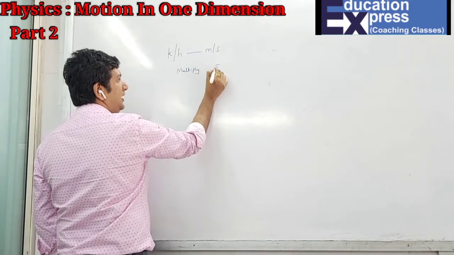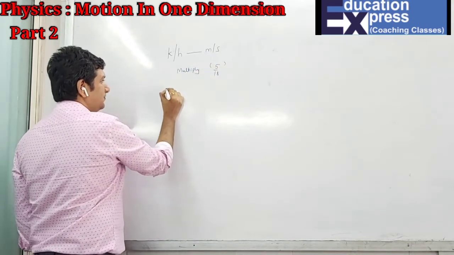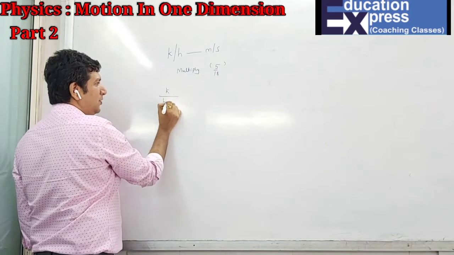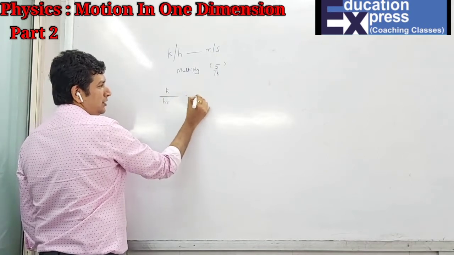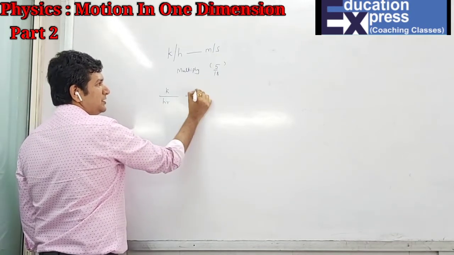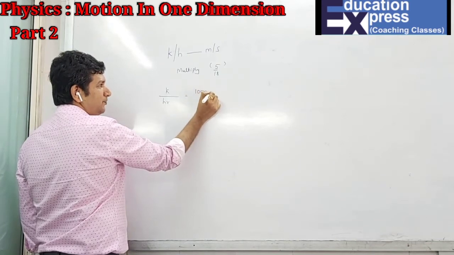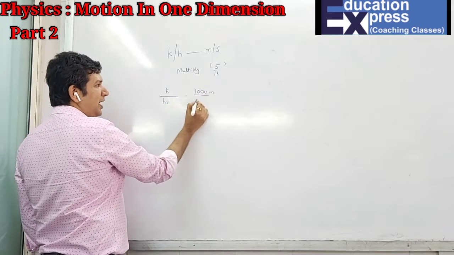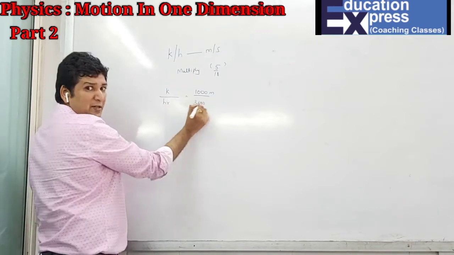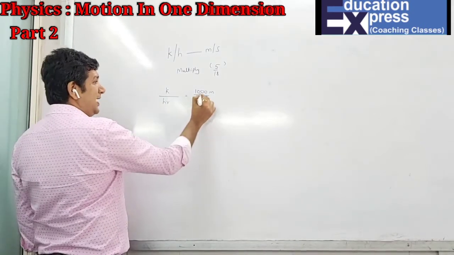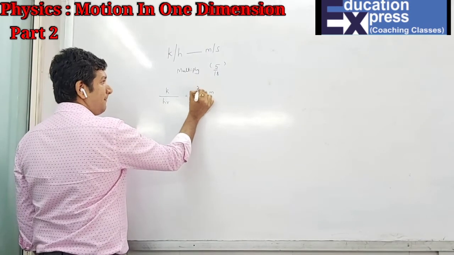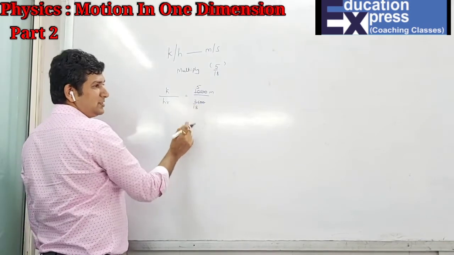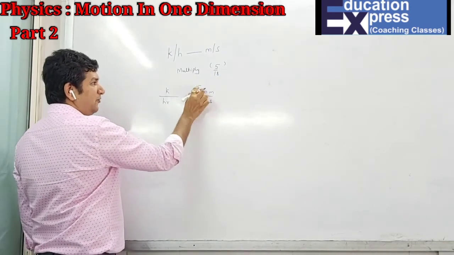5 upon 18. Why so? Because when you say kilometers per hour, kilometers means how many meters? 1 kilometer is 1000 meters. Converting kilometers per hour into meter per second, and 1 hour is how many seconds? 3600. It means that when you cancel this, you get 5 upon 18.